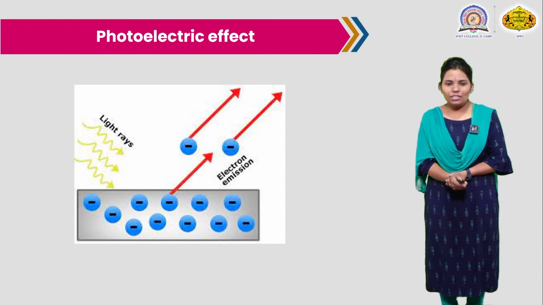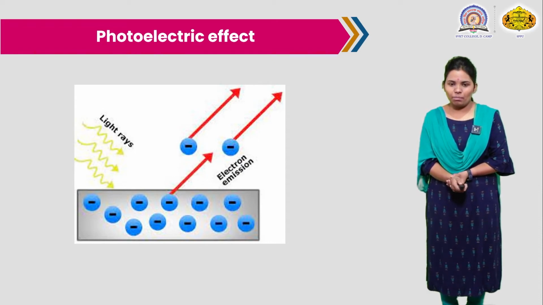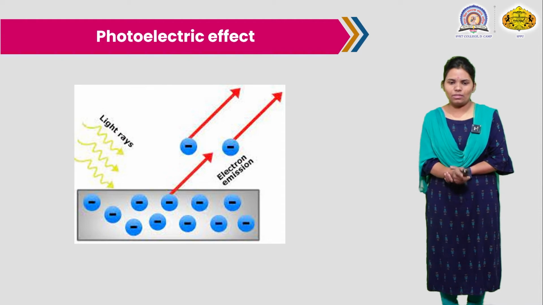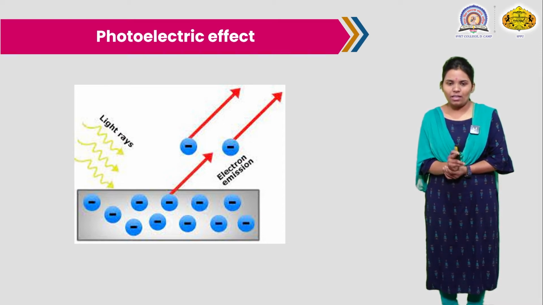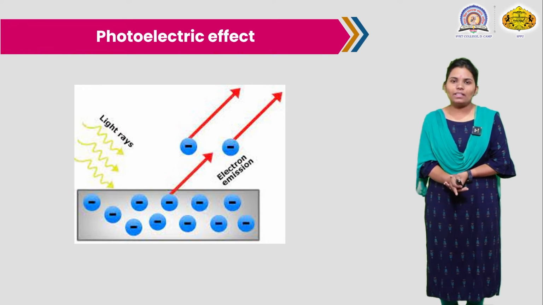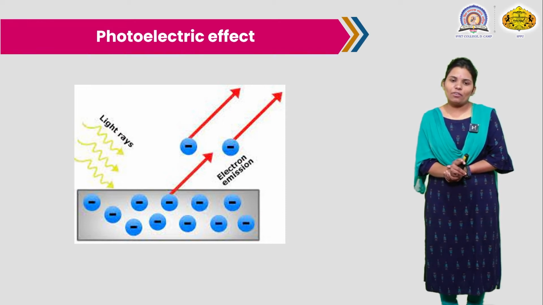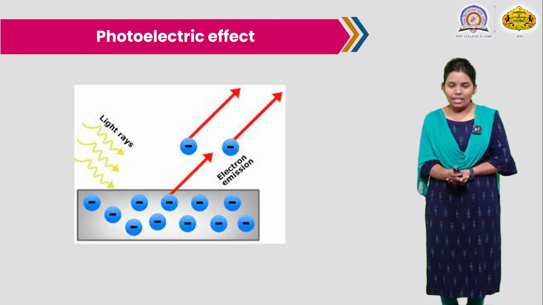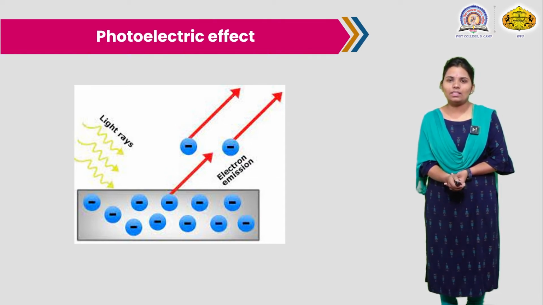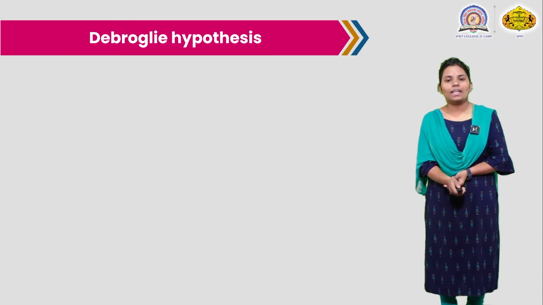This is the picture for the photoelectric effect. This is a metal plate in which the electrons are there. When light of a certain frequency falls on that plate, there is an emission of electrons. In this effect, there is ejection of what? Electrons. So, here we can say that light has two natures, that is, wave and particle nature. In the photoelectric effect, we are dealing with the particle nature of light.